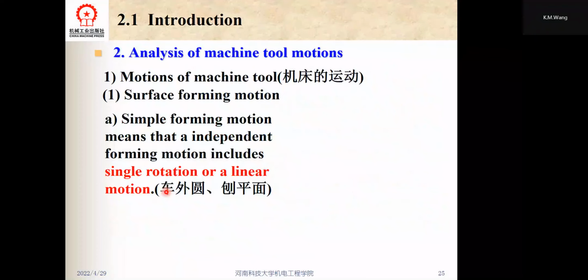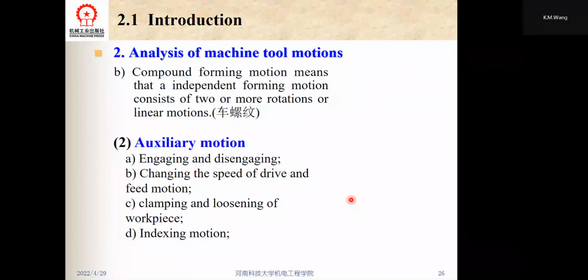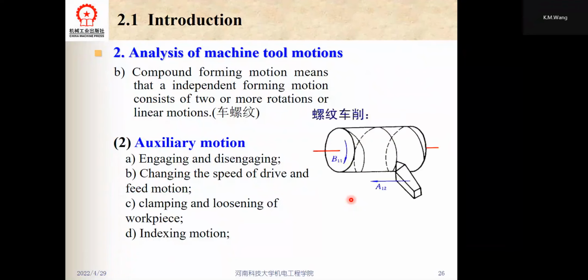And then is the analysis of the machine tool motions. A simple forming motion means that an independent forming motion includes a single rotation or a single translation motion. And a compound forming motion means that an independent forming motion consists of two or more rotations or translation motions.